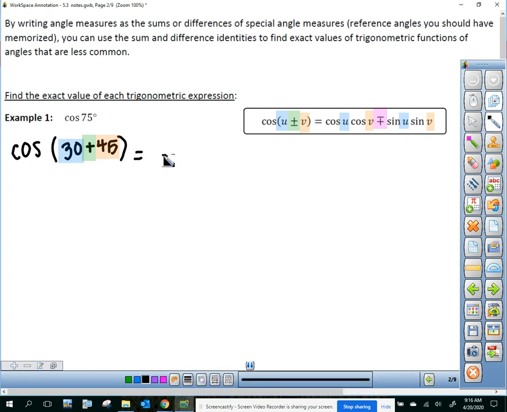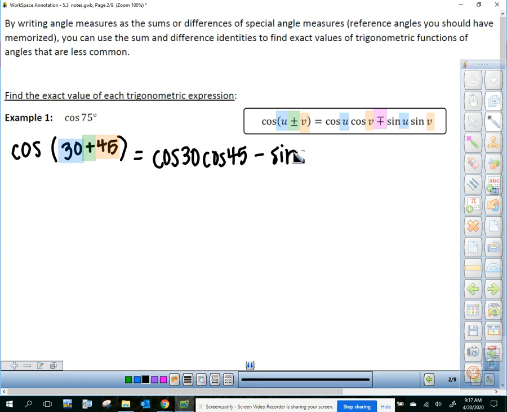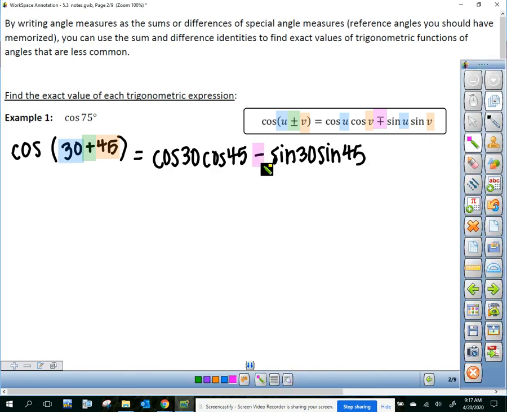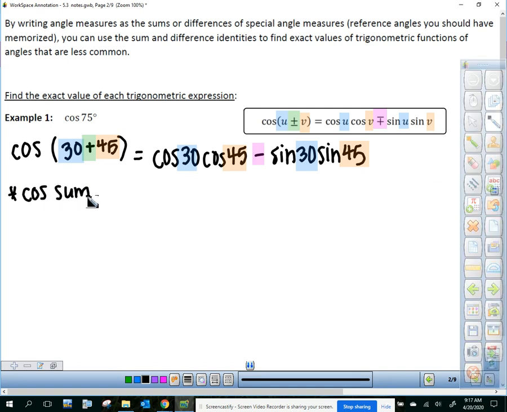So when I write that out, I'm going to have cosine of 30, cosine of 45, minus sine of 30 times sine of 45. And I'll highlight again to show you I did a minus there. And I had my 30 here and here for u, and my 45 here and here for v. Now I can answer all of these for individual sine or cosine functions. And if you're asked what identity you're using, this is the cosine sum identity.